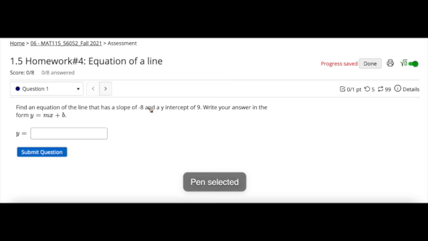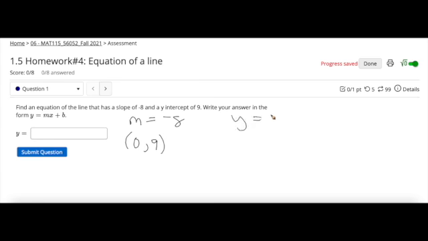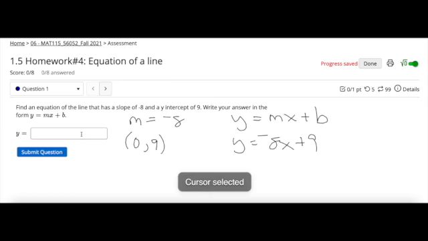So nothing that's new, but find an equation of the line that has a slope of negative 8, so m is equal to negative 8, and a y-intercept of 9. And remember the y-intercept is b, y equals mx plus b. So we just have to fill this in. This is really not a big one. Y equals negative 8x plus 9 is our equation, and that's what gets written into the box here.